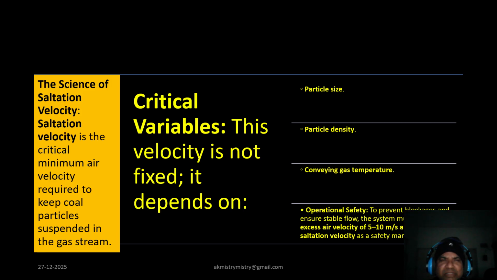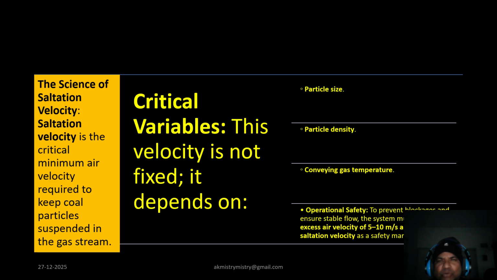This velocity is dynamic. It changes based on the particle size, the density of coal, and the temperature of the conveying gas. In practice, we never run at a bare minimum. We always maintain an excess air velocity of 5 to 10 meters per second above the saltation velocity to provide a necessary safety margin against blockage. And this extra buffer helps in mitigating all the problems in pneumatic conveying.